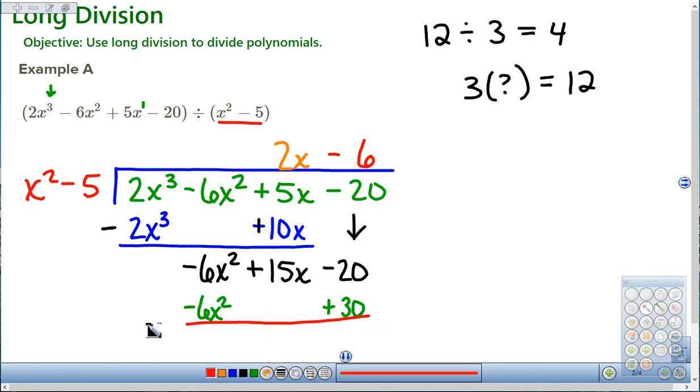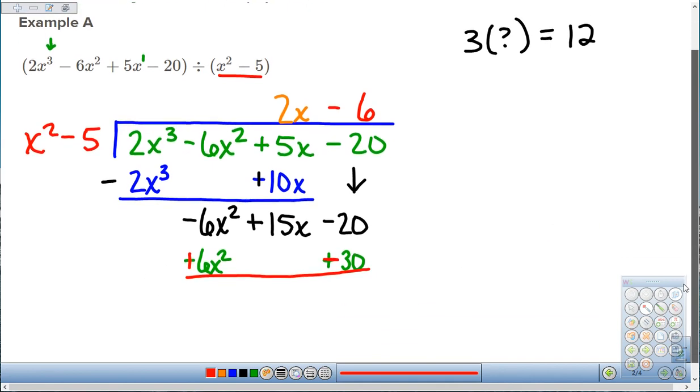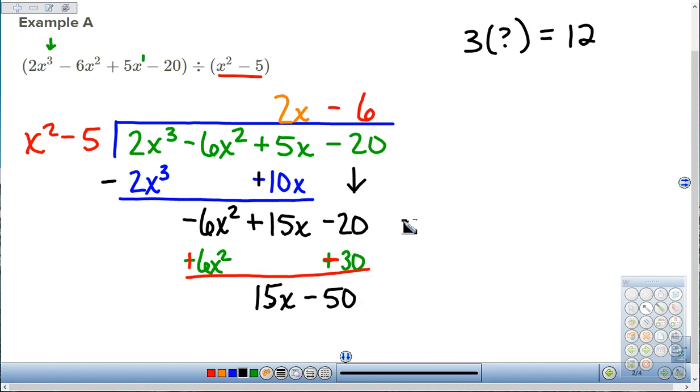Remembering that I want to subtract these things, I'm going to change every sign. And hopefully the first term will eliminate. Negative 6x squared plus 6x squared is nothing. This has no term that adjusts it, so we leave it as 15x. And then negative 20 and negative 30 would give me negative 50. I have no more term to bring down, which means this is what we call a remainder.